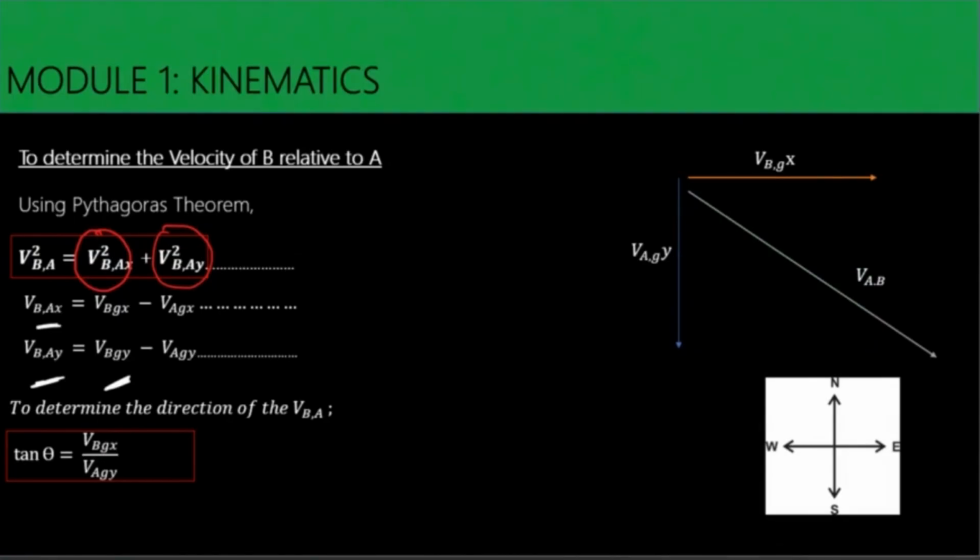I want you to get that concept right. So after you've determined the X and the Y of the relative velocity of B to A, then you now substitute to get the actual resultant velocity or the relative velocity of B in reference to A. The same thing as the first equation as well. Okay, so that is what you need there.